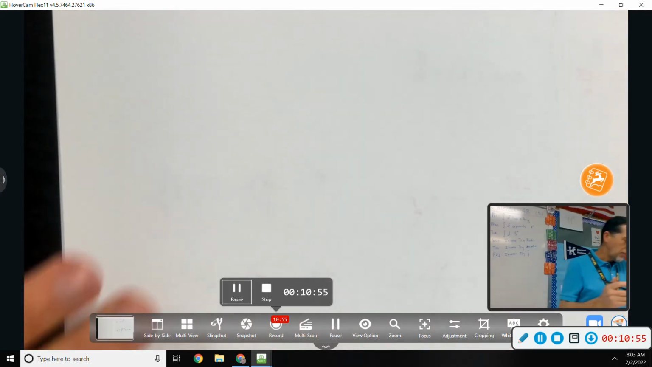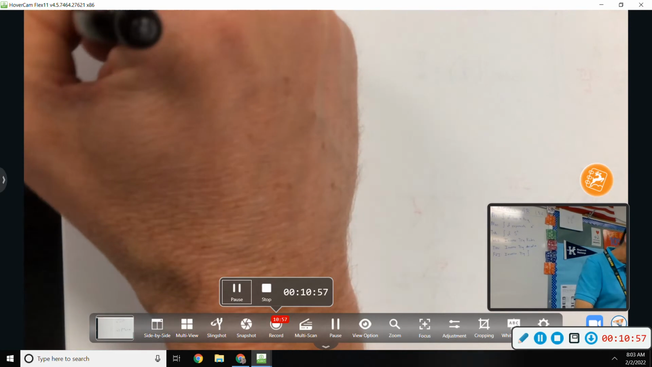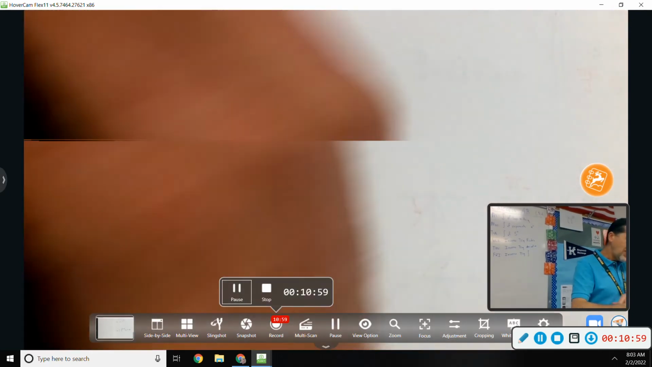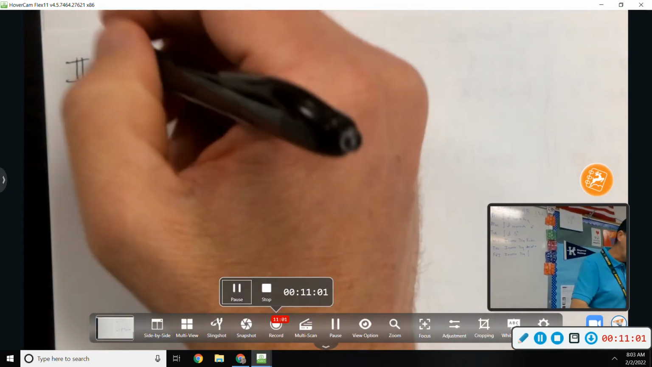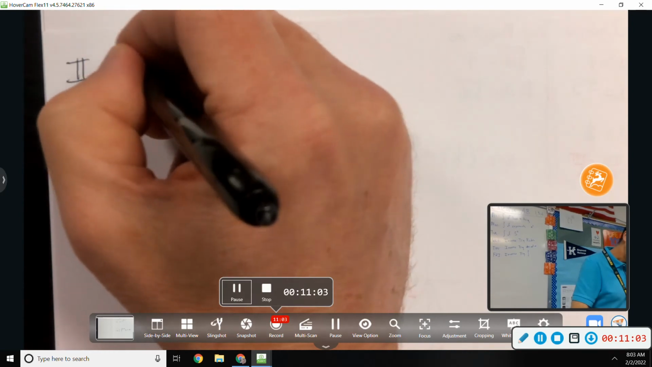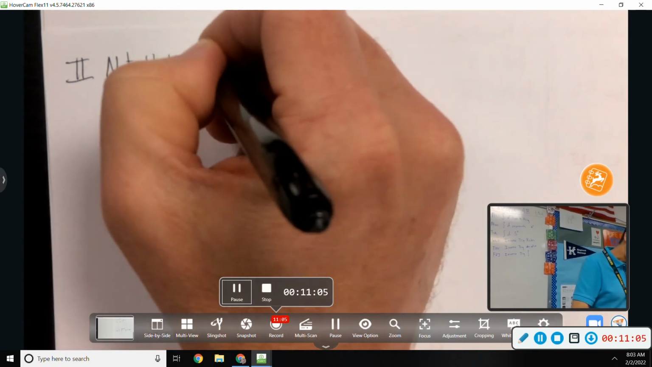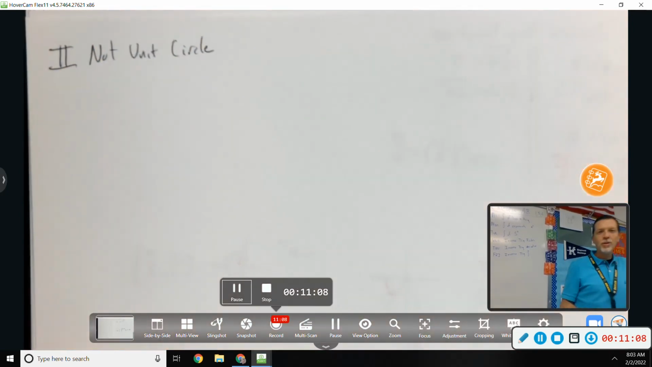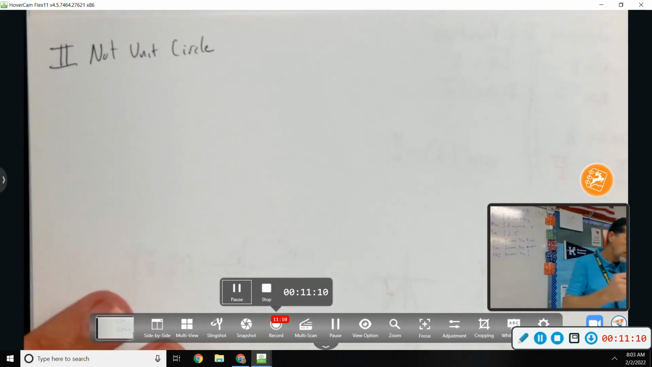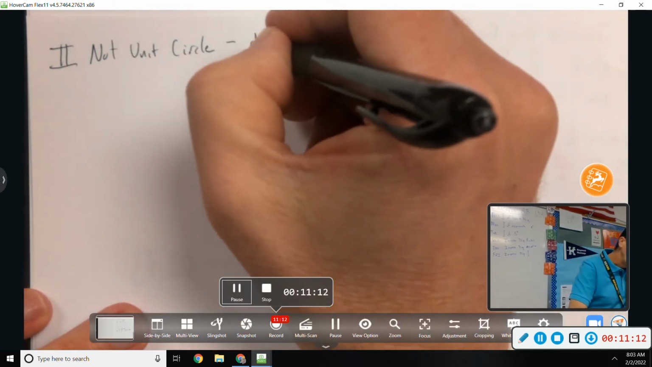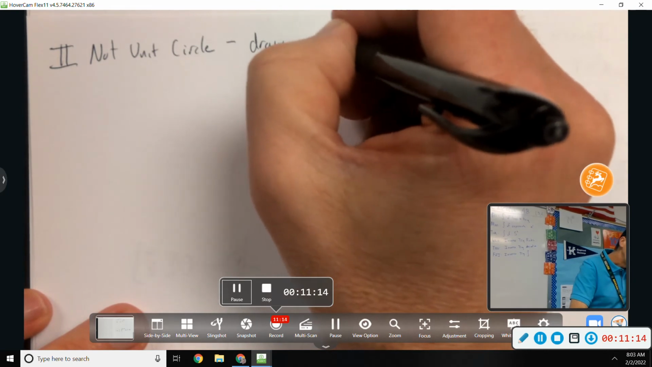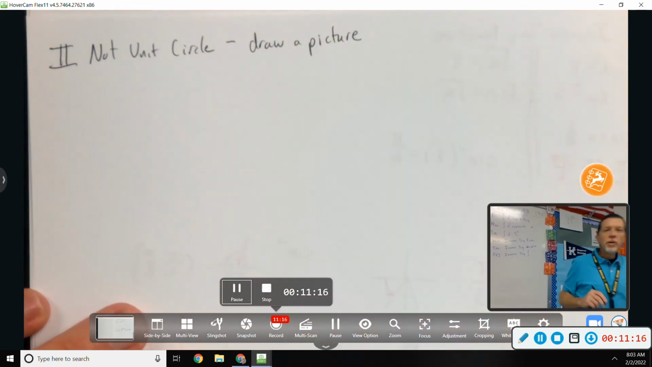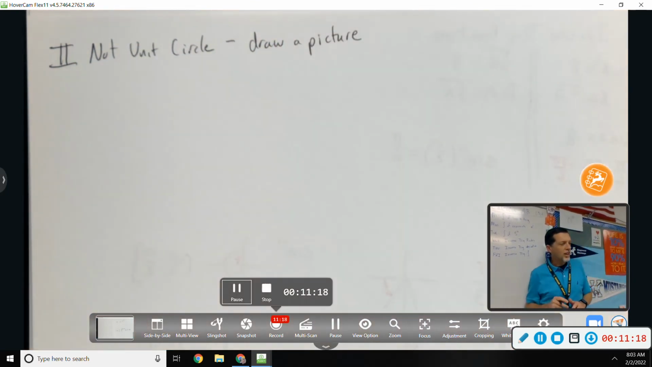Alright, so that's unit circle questions for you. The second type, I think, is easier because they're not unit circle. In fact, that's Roman numeral 2, not unit circle problems. And you'll have to draw a picture. But most of you would rather draw a quick picture than think about the unit circle.